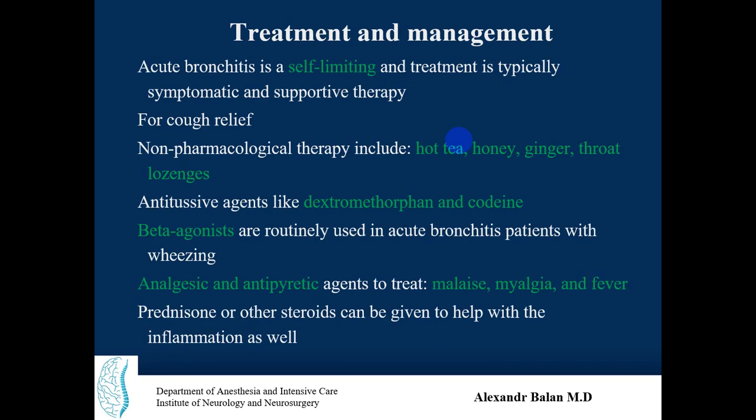What is the treatment and management of acute bronchitis? It's usually self-limiting, and treatment is typically symptomatic and supportive. For cough relief, we can give hot tea, honey, ginger, throat lozenges, and antitussive agents like dextromethorphan and codeine. Beta agonists are also routinely used in acute bronchitis patients with wheezing, to relieve bronchoconstriction and bronchospasm. Analgesics and antipyretics treat malaise, myalgia, and fever. Prednisone or other steroid drugs can be given to help with inflammation as well.